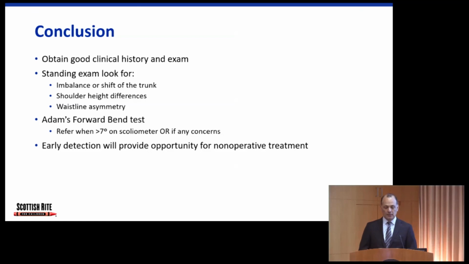So, in conclusion, always obtain a good history and physical. The standing exam, which we talked about a lot, is really important. The Adams forward bend test is critically important. Refer if there's any concern. If you want to use a scoliometer, you can use it, but your clinical skills will tell you which way to go. And early detection is obviously important. We want to provide the opportunity for non-operative treatment, bracing, casting, and that gives us the opportunity to avoid the next step, which is surgical treatment.